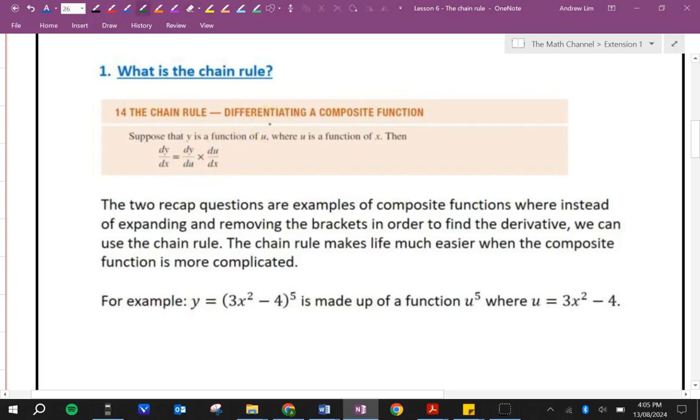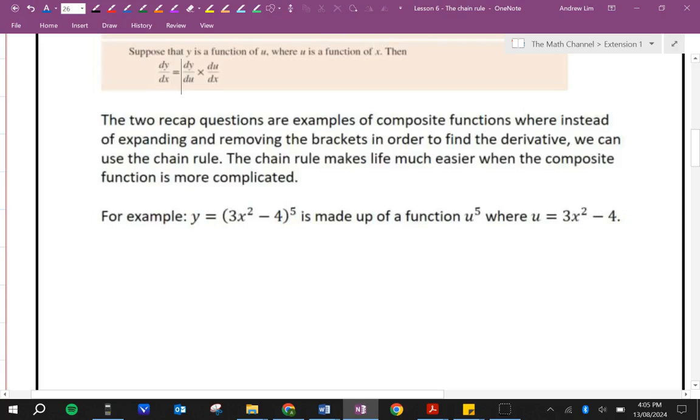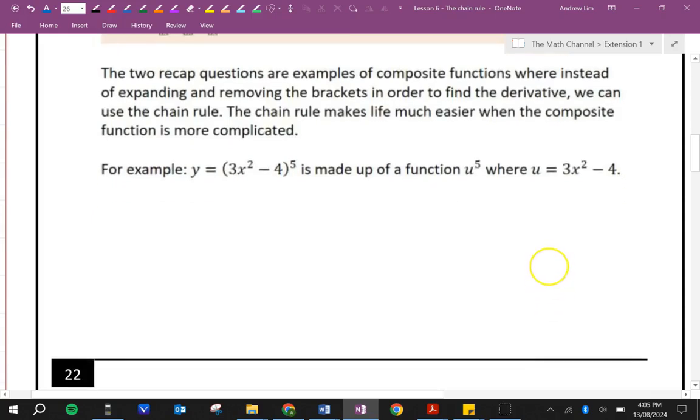So the two recap questions are examples of composite functions where instead of expanding and removing the brackets in order to find a derivative, we could use the chain rule. The chain rule makes life much easier when a composite function is much more complicated. For example, if we have y is equal to (3x squared minus 4) to the power of 5, we could expand all of that, but that's going to take a very long time because that would be (3x squared minus 4) times (3x squared minus 4), 5 times, right? It's going to take a lot of time to expand.